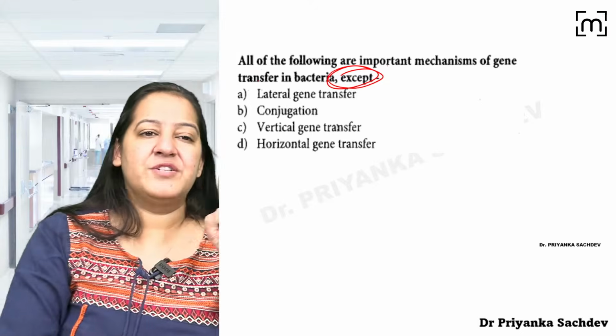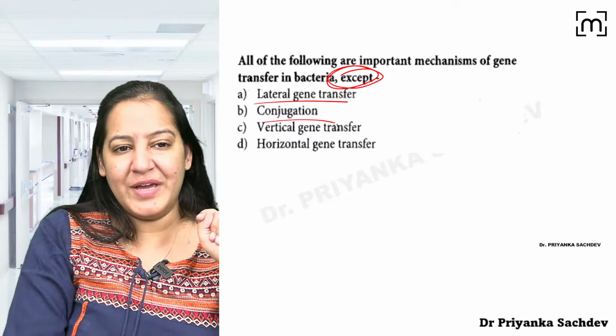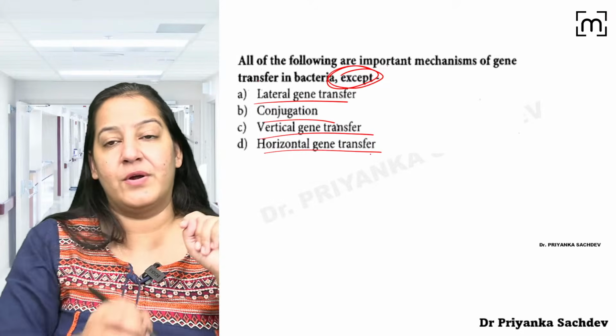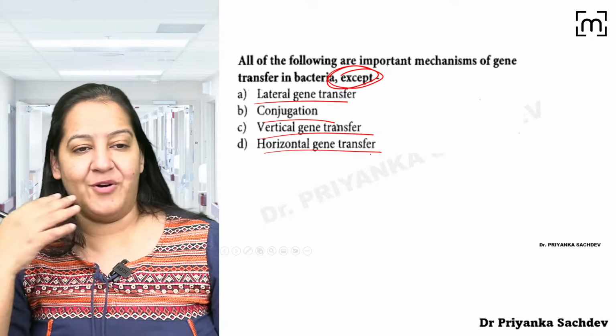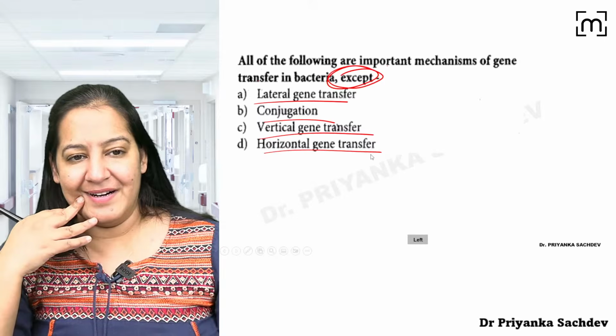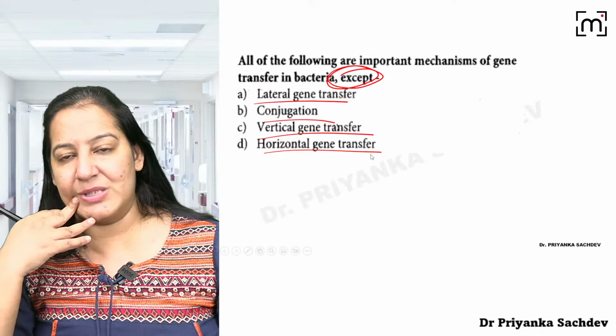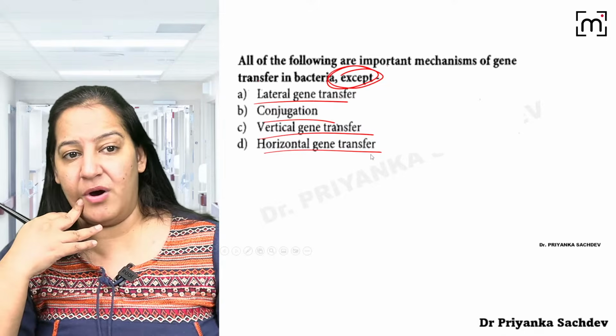All of the following are important mechanisms of gene transfer in bacteria except. The question includes except. So, the 4 options are in front of you: lateral gene transfer, conjugation, vertical gene transfer, horizontal. Now, I forgot to tell you about the lateral and horizontal. So, what will you say? Vertical gene transfer is the transfer of gene.